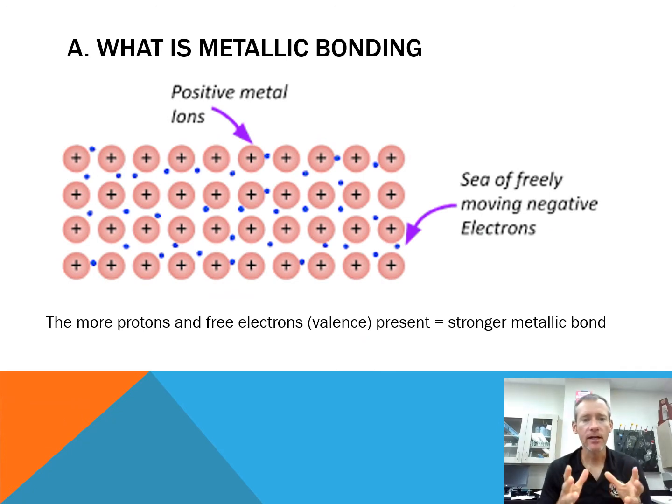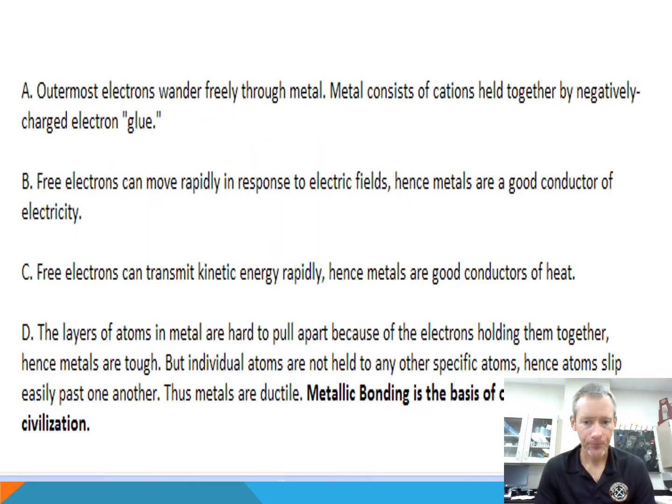So you can see the more protons and free electrons you have, the stronger the metallic bond. So you're looking at more positivity, more negativity can create a stronger metallic bond. So here are a few things property-wise. The outermost electrons, the valence ones, are held together through the positive charge proton. These free electrons can rapidly respond to electric fields, since they're good conductors of electricity. They produce a large amount of kinetic energy. That's why they're good conductors of heat.